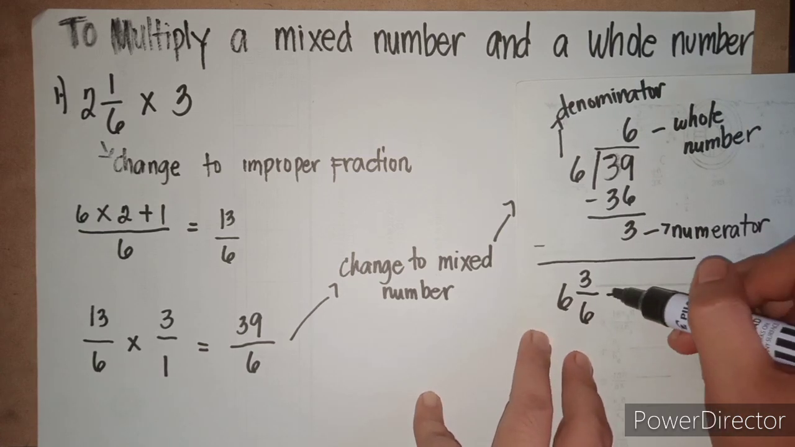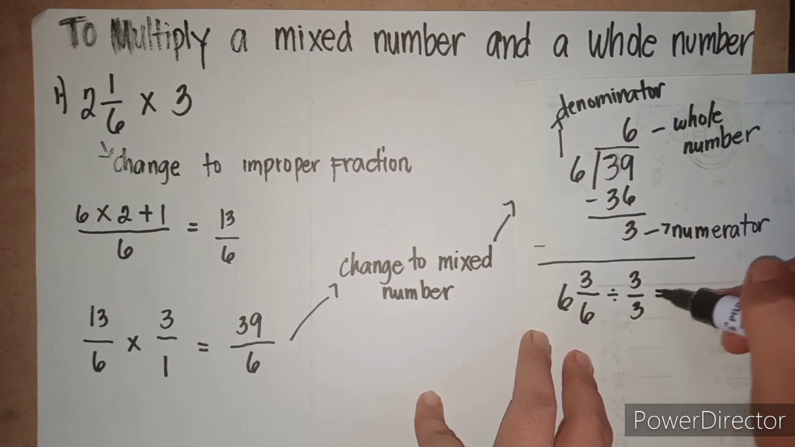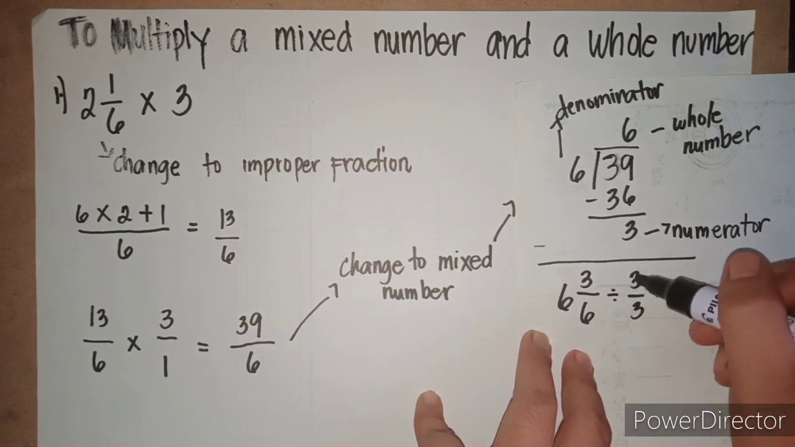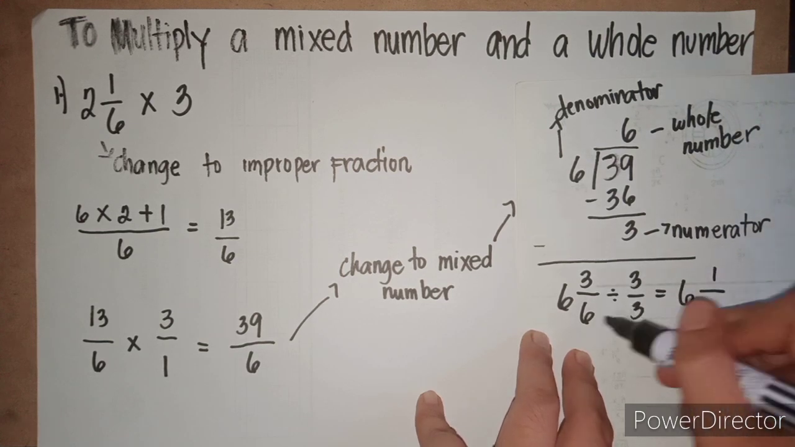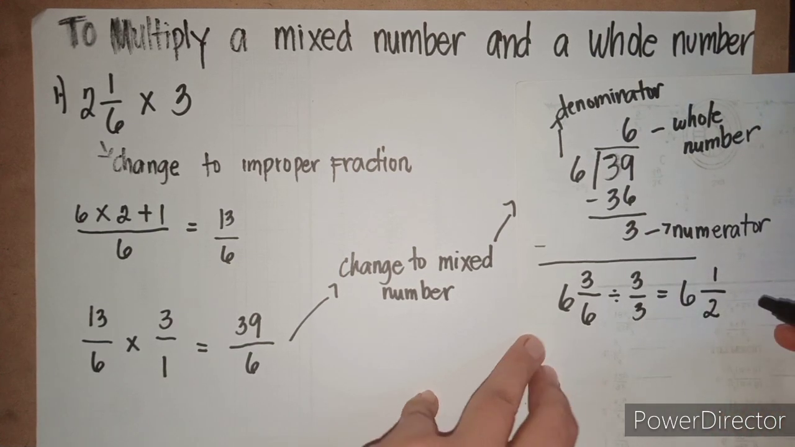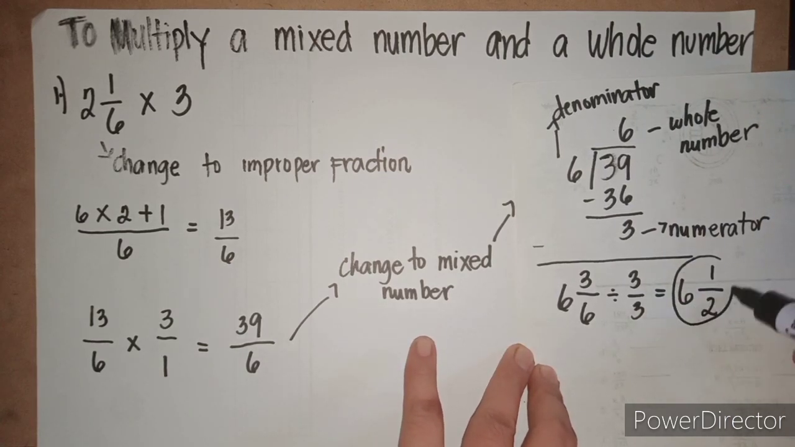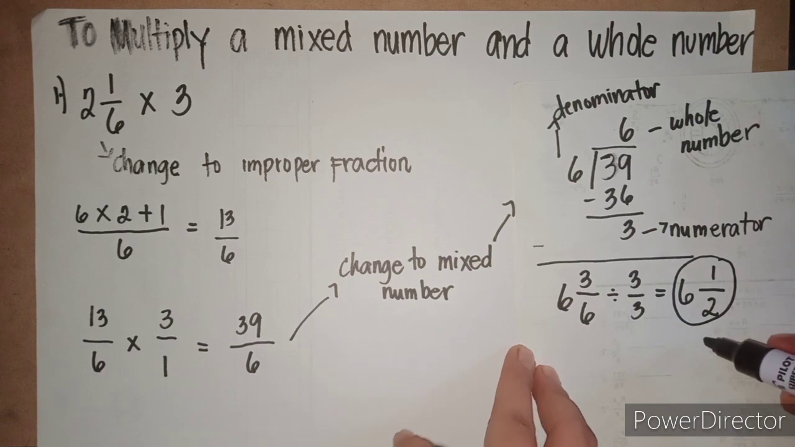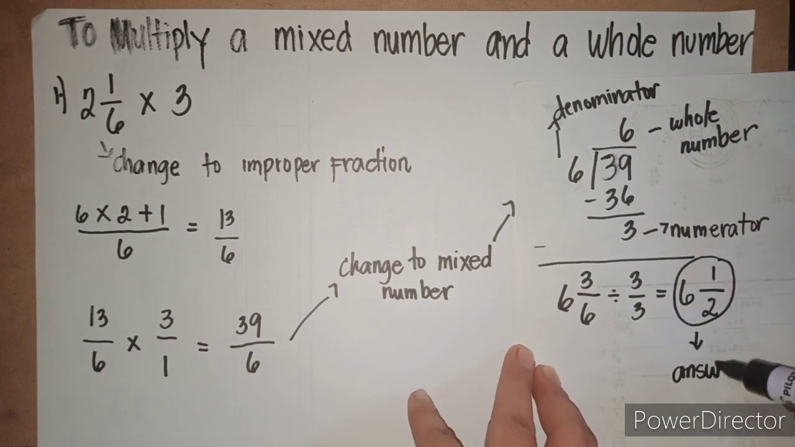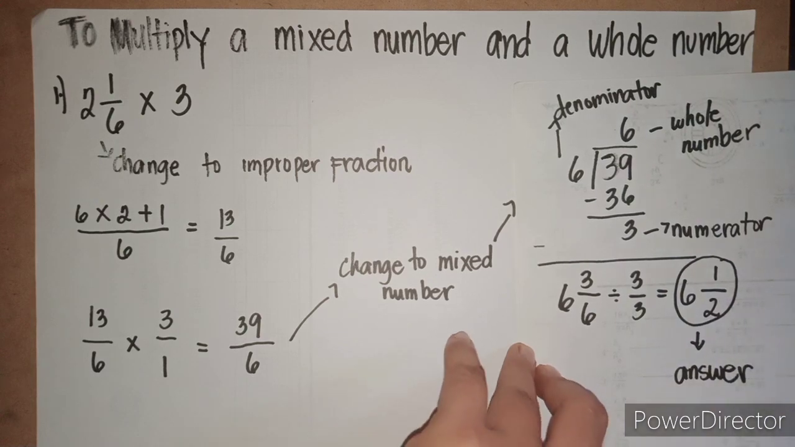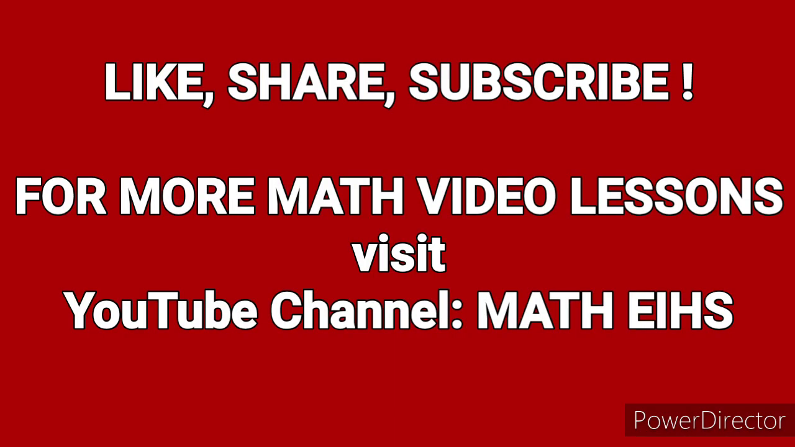Okay, and then we simplify 3 over 6 and we divide it by 3, which is the greatest common factor. 3 divided by 3 equals 1. So we write 1 and 6 divided by 3 equals 2. Okay, so now we have 6 and 1/2. And that is our final answer. Okay, and that is how to multiply a mixed number and a whole number.